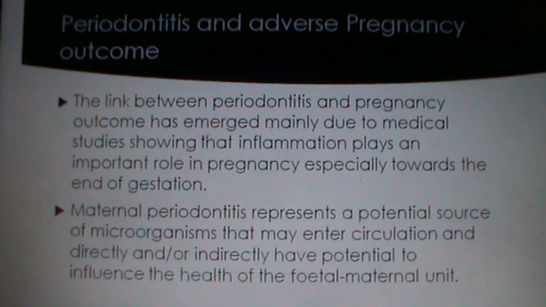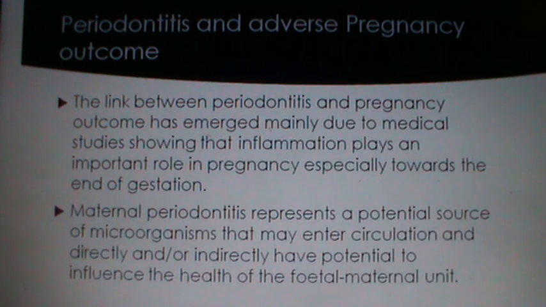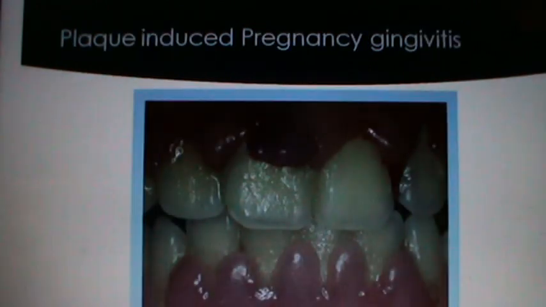Periodontitis and adverse pregnancy outcome. This is also one of the systemic diseases which may result from periodontitis. The link between periodontitis and pregnancy outcome has emerged mainly due to medical studies showing that inflammation plays an important role in pregnancy, especially toward the end of gestation. Maternal periodontitis represents a potential source of microorganisms that may enter circulation and directly or indirectly have the potential to influence the health of the fetus and also the maternal health.